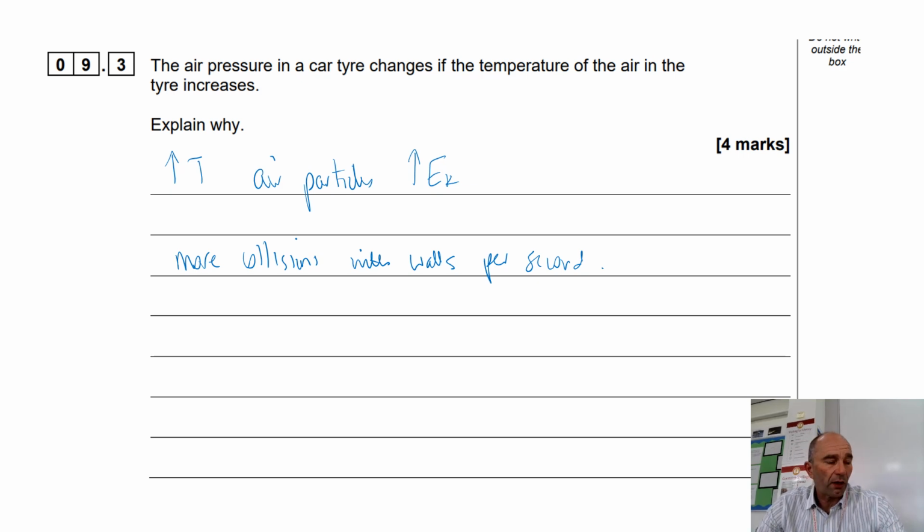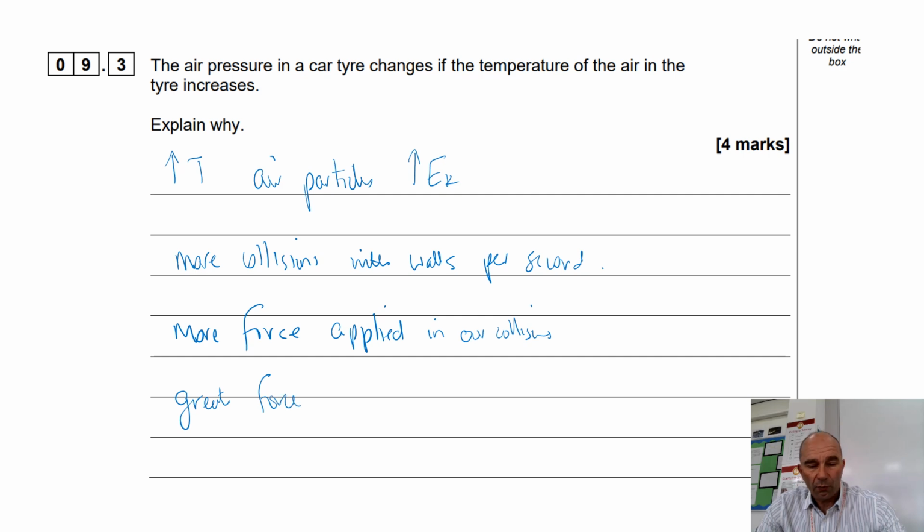Obviously every collision exerts a force. That means that there will be more force applied. So not only do we have more collisions, but also the speed of the collisions is going to be greater. So more force applied in these collisions, and that means that greater force per unit area equals greater pressure. Greater pressure in the tyre.